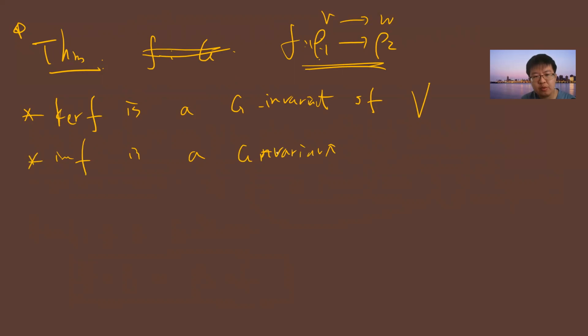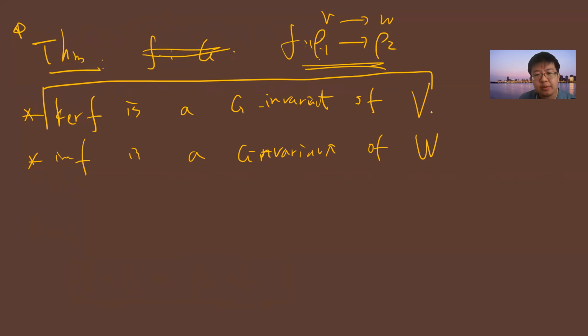People use G-invariant subspace or subrepresentation interchangeably. I usually like to use the word G-invariant subspace; this is just my own convention. You can talk about subrepresentation, but I think it's the same thing. Okay, so this is a theorem. I think it's not difficult to prove, so let me just prove the first one: the kernel of F is a G-invariant subspace.